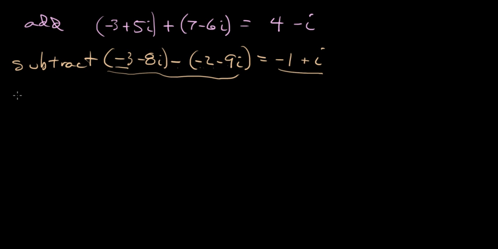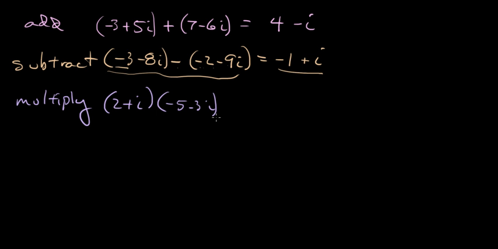And now we're going to try something a little trickier. We're going to multiply, and we do that like this: 2 plus i times negative 5 minus 3i. Now you guys are going to see this is just exactly like the FOIL method. First is 2 times negative 5, that's negative 10. The outer, 2 times negative 3i, which is negative 6i. And then the inner is i times negative 5, negative 5i. And then the last is i times negative 3i, which is negative 3i squared.